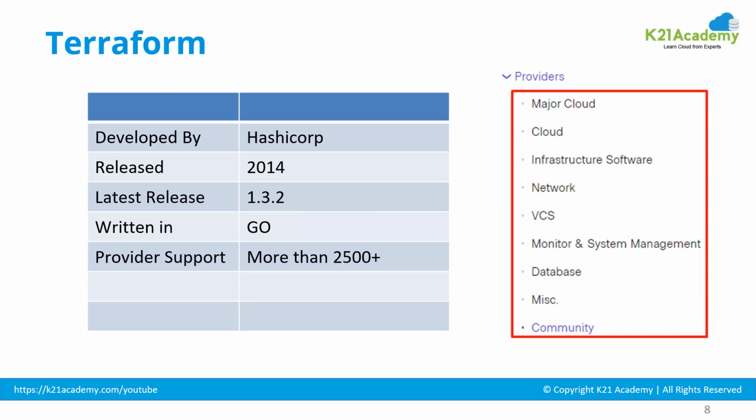Just to give you some glimpse about Terraform: Terraform has been in the market from 2014 onwards, so it hasn't even spent 10 years in the market. The latest release right now is 1.4, I believe. The entire Terraform is written in the Go language, and it supports more than 2,500 providers, though this number might not be up to date.